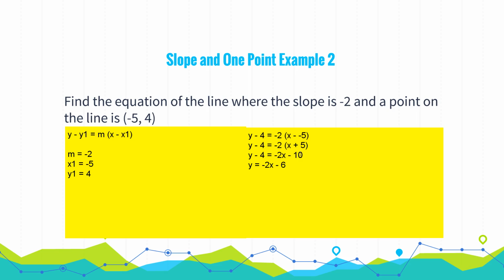So this means if we drew a graph that our line would start or be on the y-axis at -6, and it would have a slope of -2. So it would be a downward direction graph.